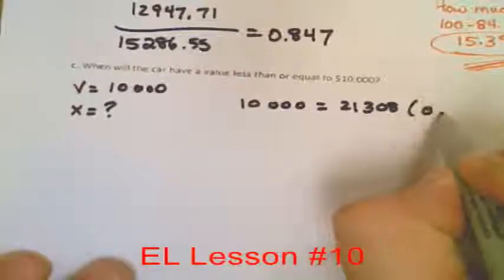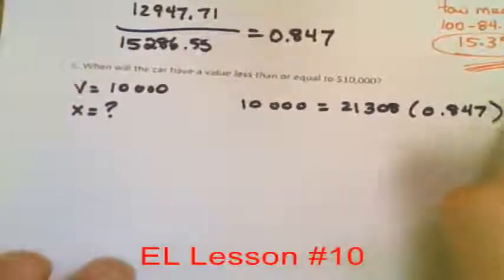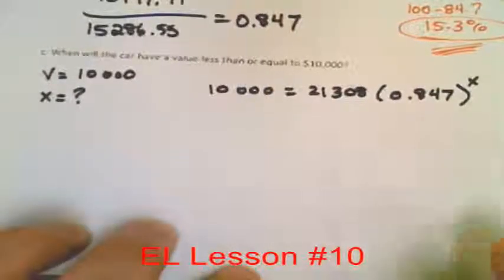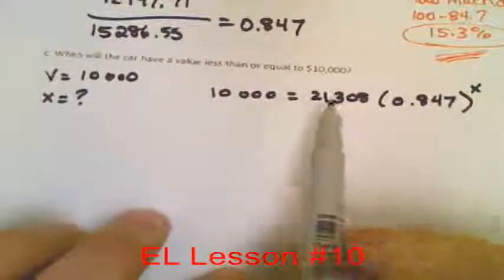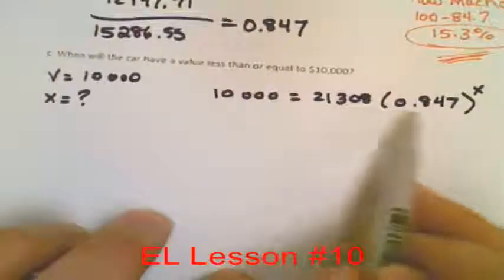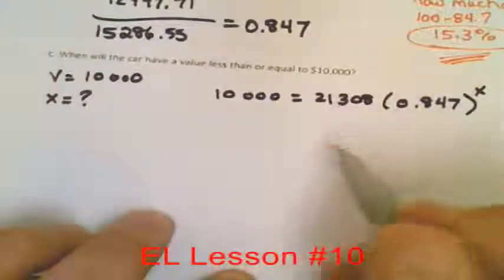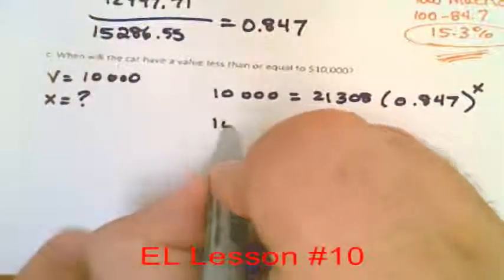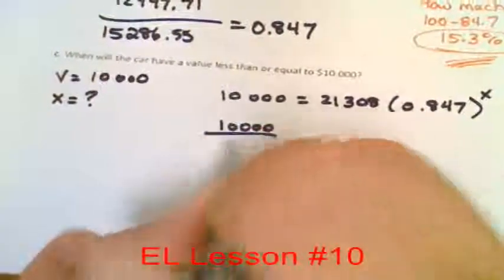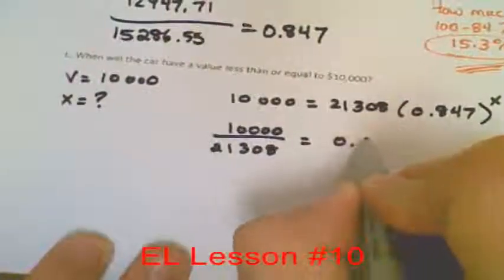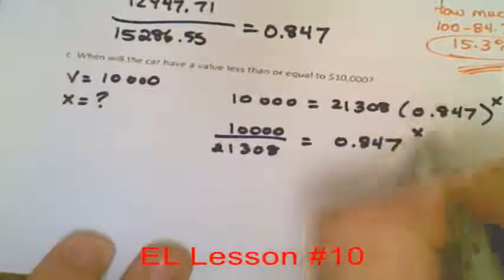Going along with this idea, okay, when will the car have a value of less than or equal to $10,000? Well, keeping in mind with this equation, I've got two things. I've got value and I've got x. Here I want to know what year, so I want to know the x. The value is going to be 10,000. And basically anything a little bit later, it's going to be less because it's going down forever. Anything a little bit earlier is going to be a little more than $10,000.